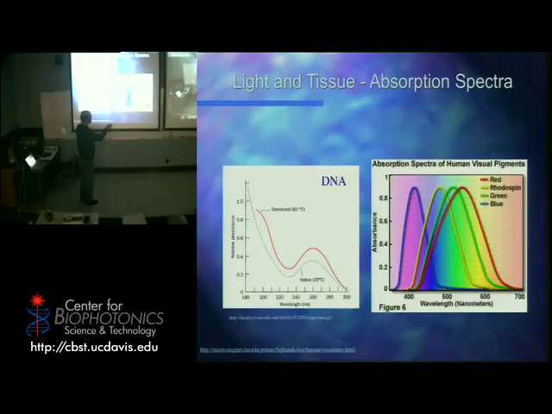Then in between here we have another sensor that happens to be in our rods, which is rhodopsin. Rhodopsin is most sensitive to this part of the spectrum, the beginning of blue to yellow. So these are the relative absorption spectra of the pigments in our eye.